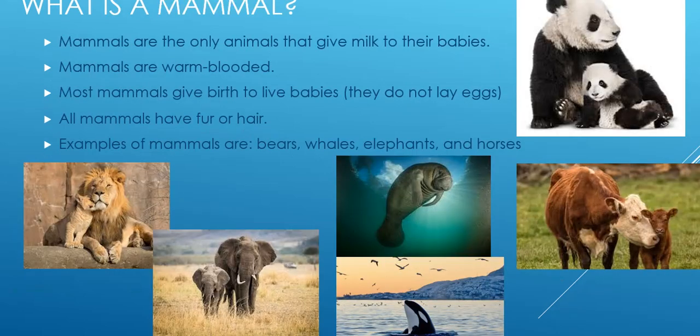Okay, mammals. Mammals are the only animals that give milk to their babies. That's very important. Mammals are warm-blooded. Most mammals give birth to live babies, which means they do not lay eggs. All mammals have fur or hair. That's also important. And examples of mammals are bears, whales, elephants, and horses.